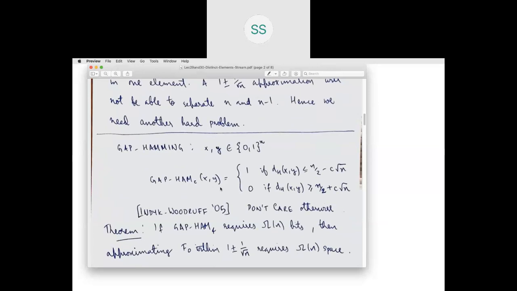It's a promise problem. So what's a promise problem? Promise problem means that certain promises are given and we need to solve the problem only if the problem respects those promises. So what is the promise given here? We know that the Hamming distance between x and y is either less than n by 2 minus c square root n or more than n by 2 plus c square root n, right?